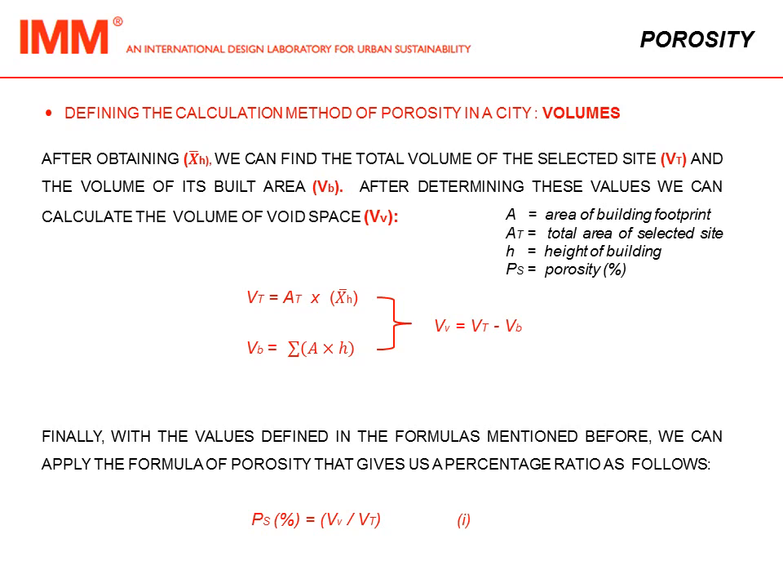Finally, with these values defined in the formulas mentioned before, we can apply the formula of porosity that gives us the percentage ratio as follows. So the porosity value of volume is given by the void volume over the total volume of the area.